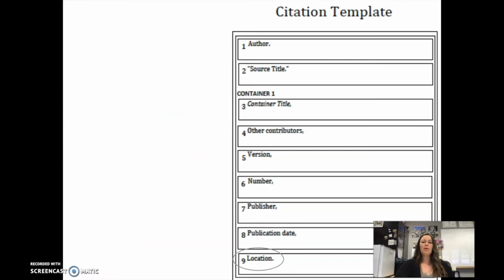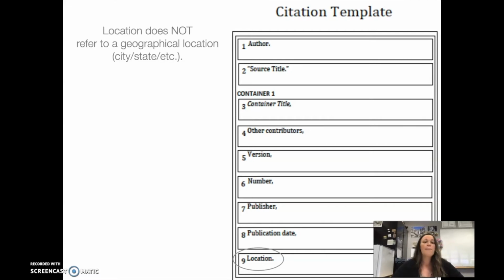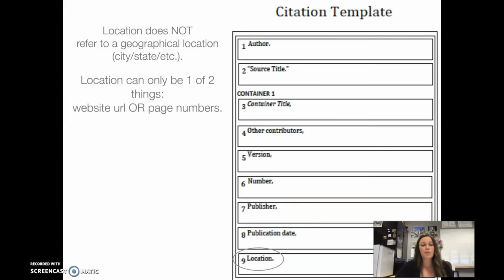Location. This is another one of those really, really tricky ones because when people think location, they think of a geographical location. But location in a citation does not refer to a geographical location. It's not a city or a state. So if you see that this book was published in New York, New York, I'll put New York, New York. No, that's not what location is referring to. Location can only be one of two things, either the website URL or the page numbers from the book.